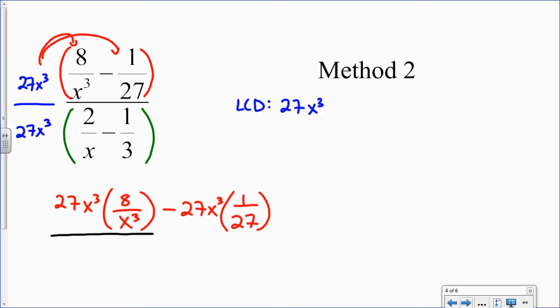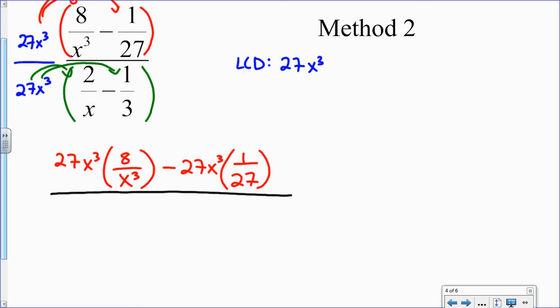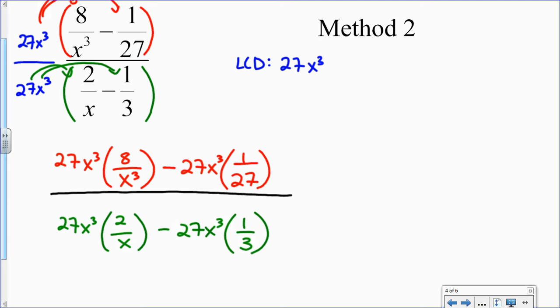All right, let me write out the bottom one. So I'm doing 27x cubed times 2 over x minus 27x cubed times 1 over 3. Okay, so all I did was write out the distributing. Now this is what happens.